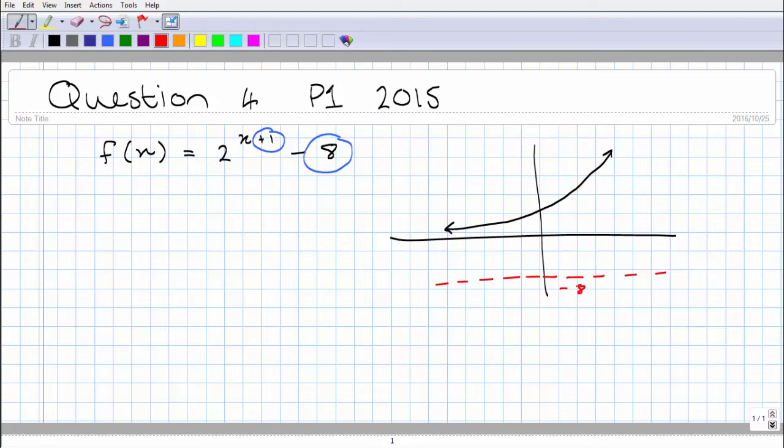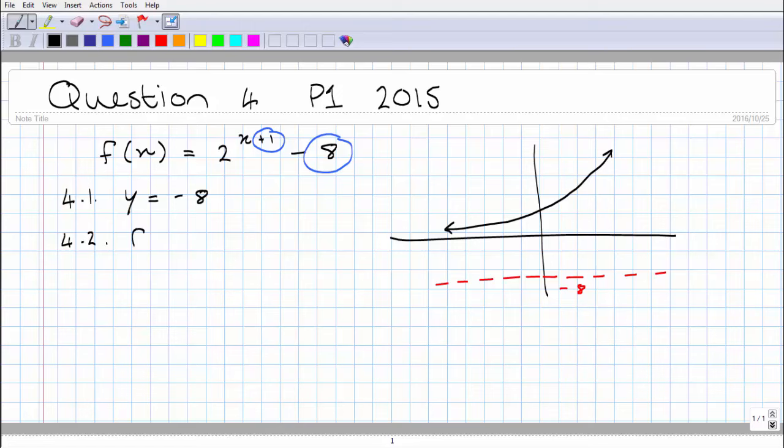Okay, so how do we go about doing this? Well, firstly, 4.1 says write down the equation of the asymptote. The asymptote is y equals negative 8, as I mentioned with this red line. 4.2 says sketch the graph, clearly indicating everything.